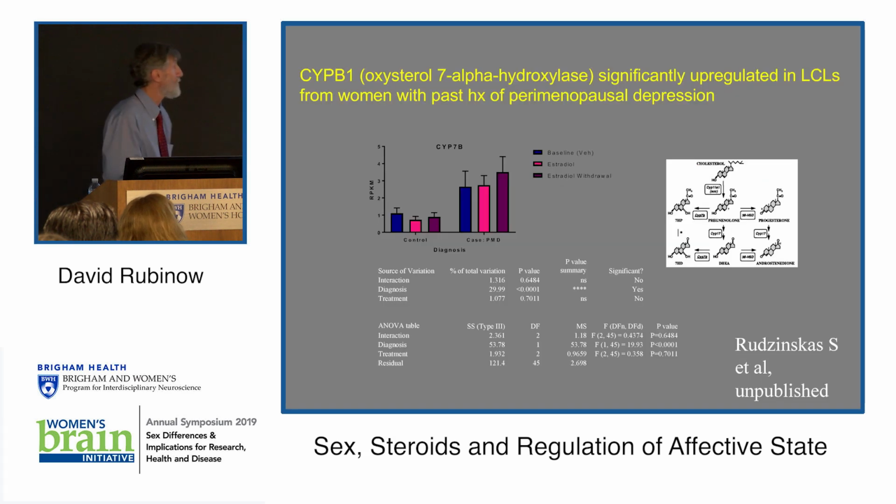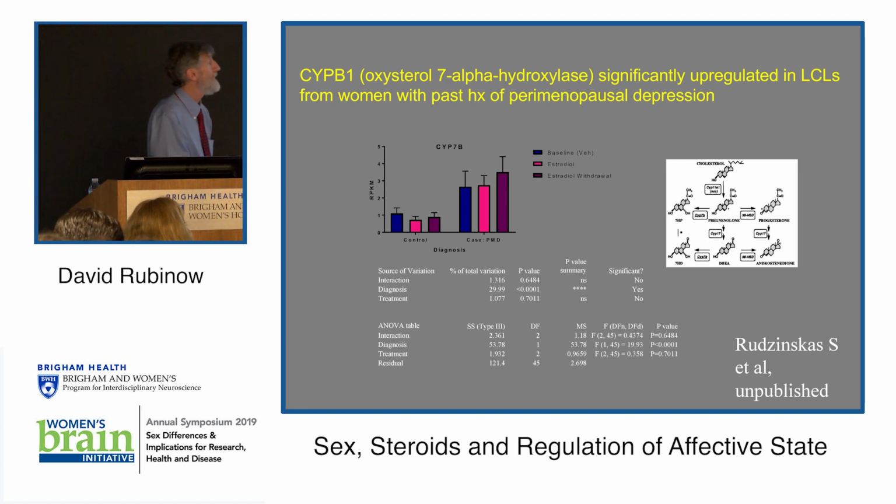But Sarah Rudzinskis, working with Peter and David, doing a similar cell culture using iPSC, NSCs actually, and lymphoblastoid cell culture, showed an upregulation of this particular metabolizing enzyme, 7-alpha hydroxylase. And you see it under all three conditions compared with controls.